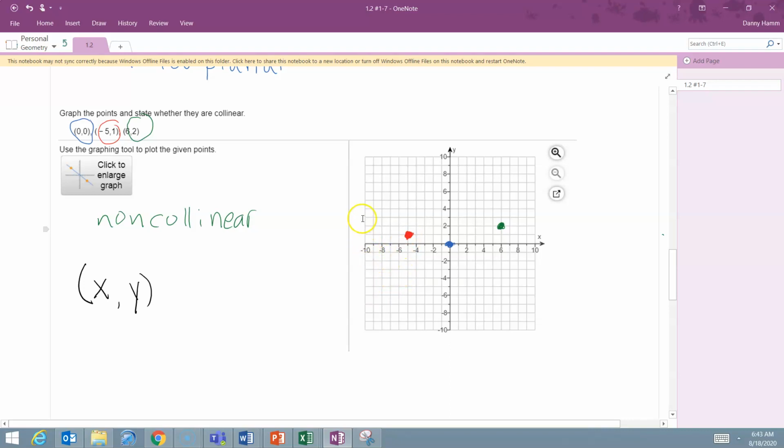So as you can see, I cannot draw a line through all three of them. If I start to connect two dots, I leave one of them out, meaning that they are non-coplanar.